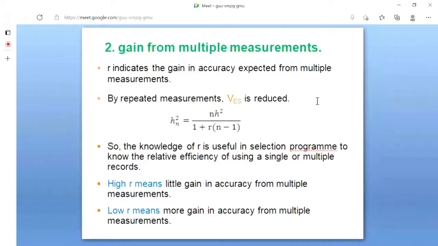So then, gain from multiple measurements, genetic gains.